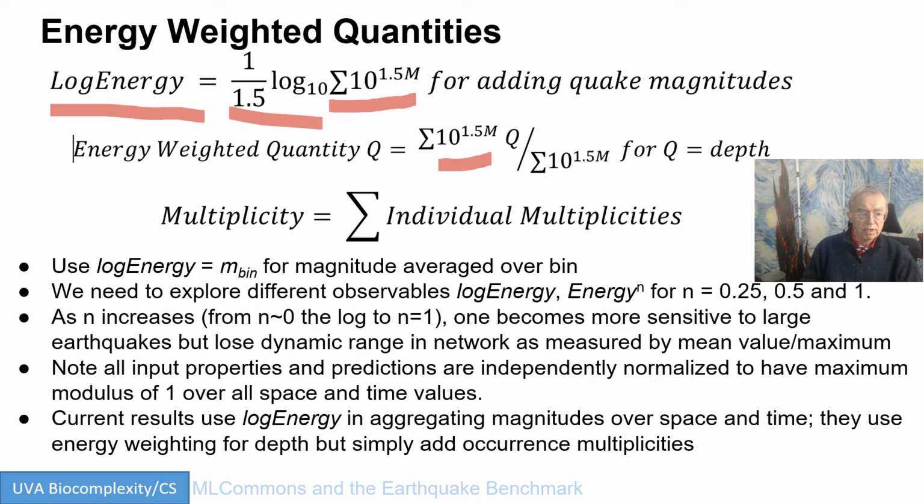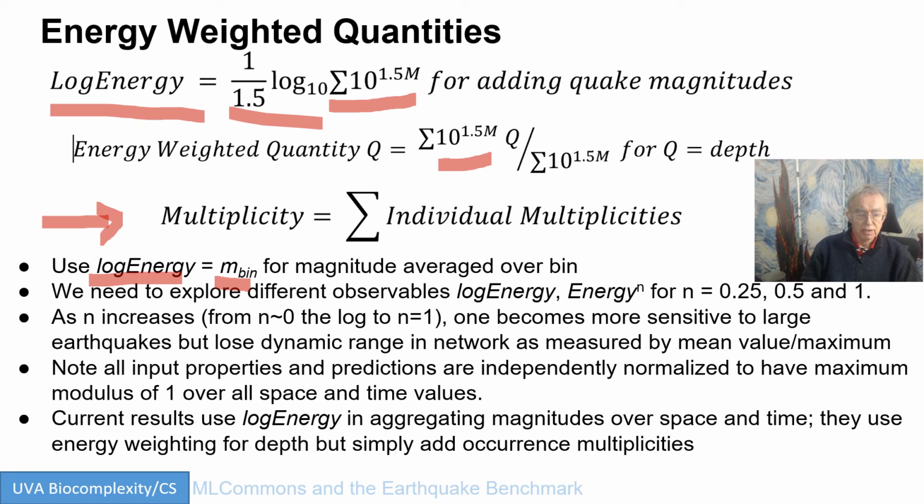Another, more superficial or approximate, way of saying what we're doing is that we're taking maximum values. This thing here, the log of the sum of these energies, really means that, roughly, unless there are lots of large events, you're just taking the largest event, because it dominates after we take the magnitude and raise it to 10 to the 1.5 power. All right, so I call that either m bin, magnitude of the bin, or log energy. And the one thing we don't fiddle around with is the multiplicity, which is the number of earthquakes. We just sum up the number of earthquakes.